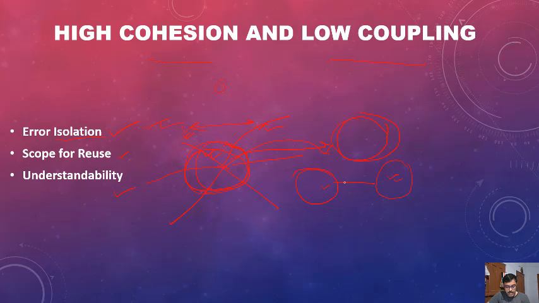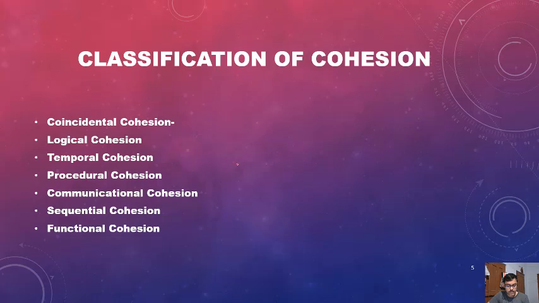we have listed here the three advantages. Besides this, there are many other advantages of high cohesion and low coupling, but these are the most important for your software engineering. Next, the classification of cohesion.